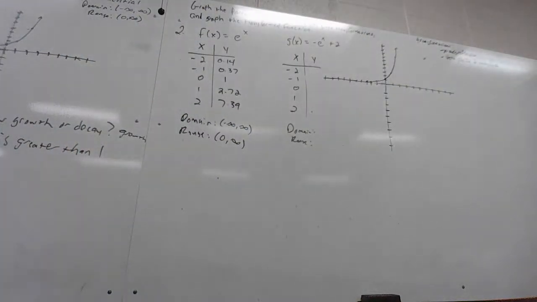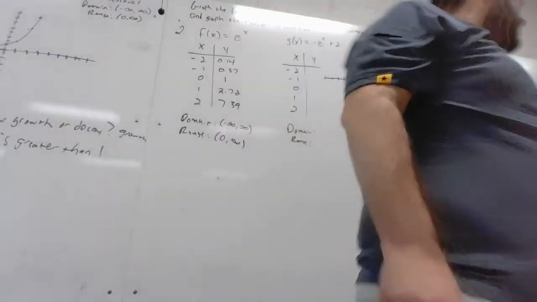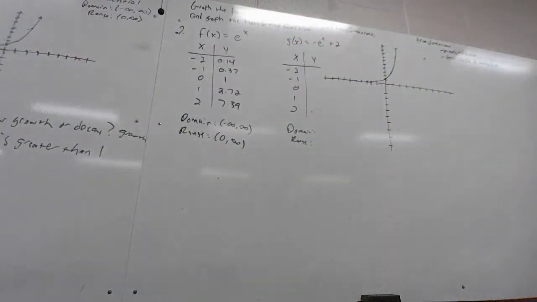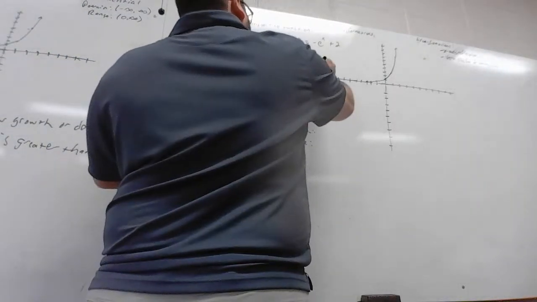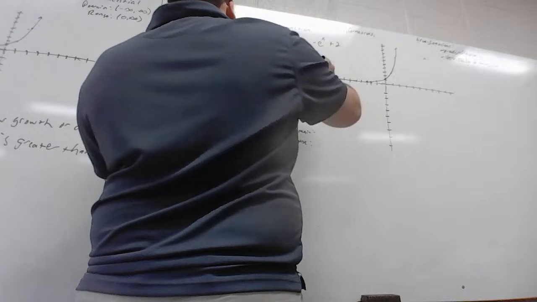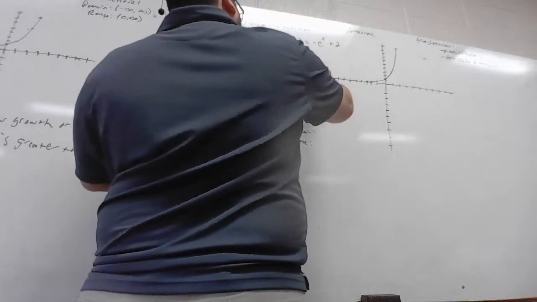So let's make sure that we reflect that in that function. So again, you're going to be given the same x and y chart. Again, don't make it harder on yourself than it has to be. Use your calculator. Negative e to the x plus 2. So that when x is negative 2, y is 1.86. When x is negative 1, y is 1.63.